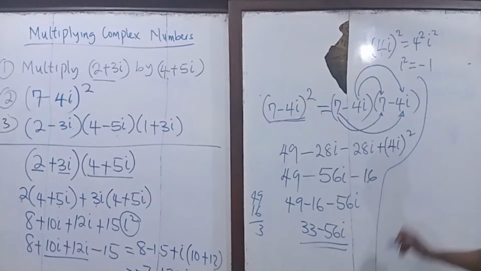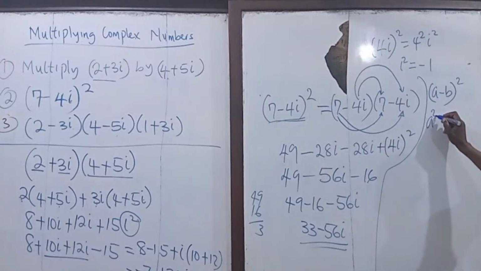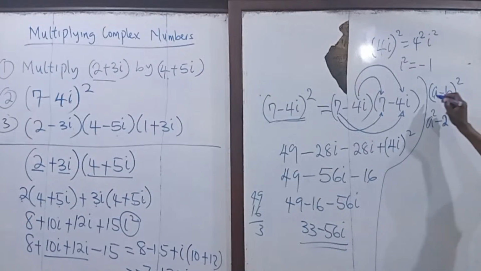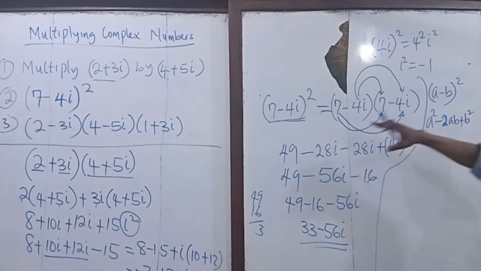If you want to do it the fastest way, you should note that when you have (a minus b) squared, it's going to give you a squared, minus 2, I call it the invisible 2, times ab, the first one times the second one, and then plus the last one squared. So I'm going to use the knowledge of this identity from algebra to solve it now.